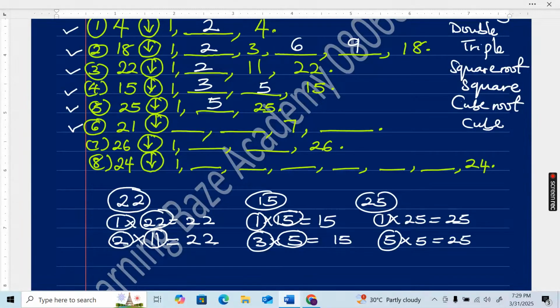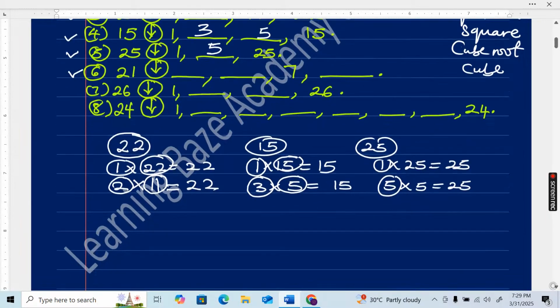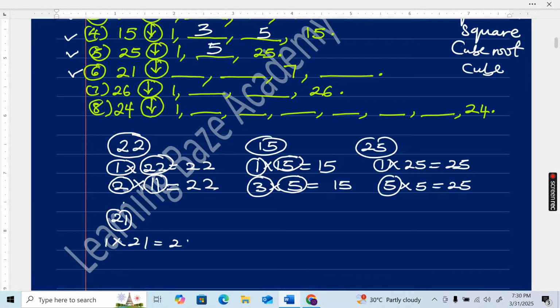Moving on to the next one, which is number 6, we have 21. What are the factors of 21? I believe you can break it down by yourself now. 1 times 21 will give us 21, and 3 times 7 will give us 21. All right? So what are the factors of 21 in ascending order, from the smallest to the highest? 1, 3, 7, and 21. These are all the factors of 21.